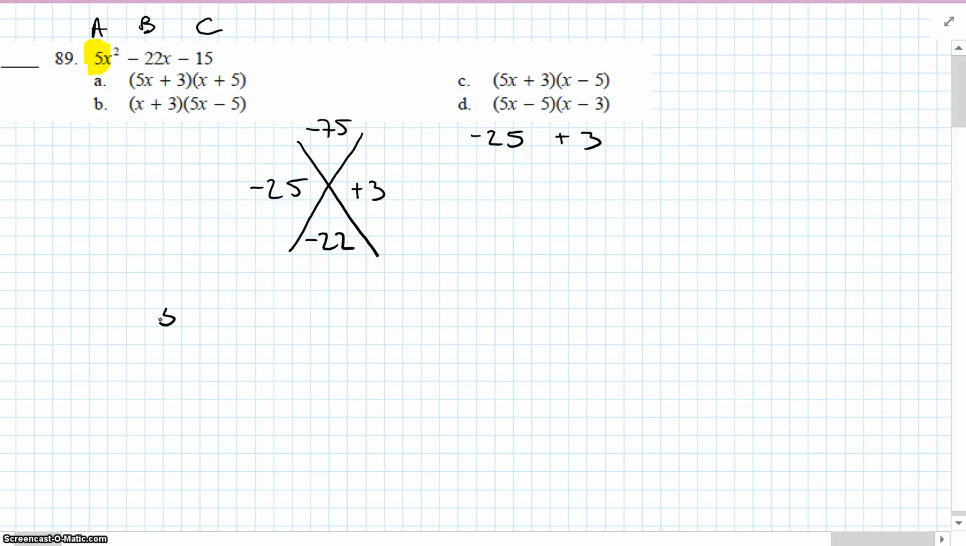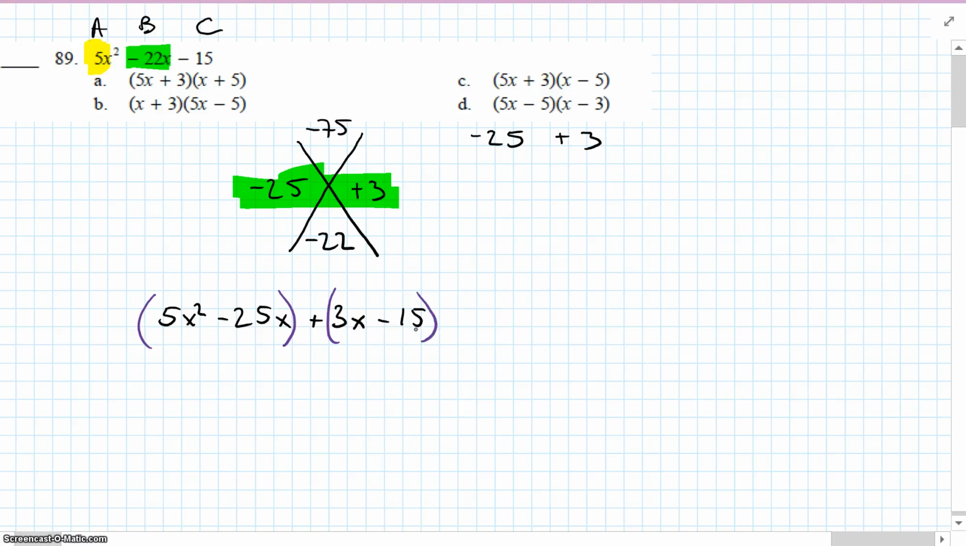So we have to rewrite this 5x squared. And instead of negative 22x, we're going to put the two factors in. So minus 25x plus 3x. Again, that's just replacing the negative 22x. Minus 15. Okay, we're going to group terms, see what we can factor out.